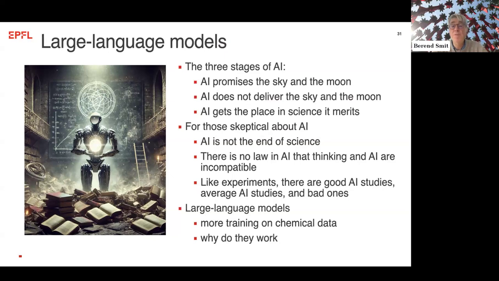What you also see is that people will be very skeptical about AI, because many people will see it as a black box: just feed in enough data and you don't have to think anymore. For me, it's just another tool to solve problems, a very powerful tool, and we use it among many other tools. So for me, AI is not the end of science. There is no first law of AI that if you use AI, you need to stop thinking. It's really possible to do AI and think about the problems in a very deep way. It's not incompatible. And surprisingly, AI is not different from experiments or any other science. You have good studies and bad studies.